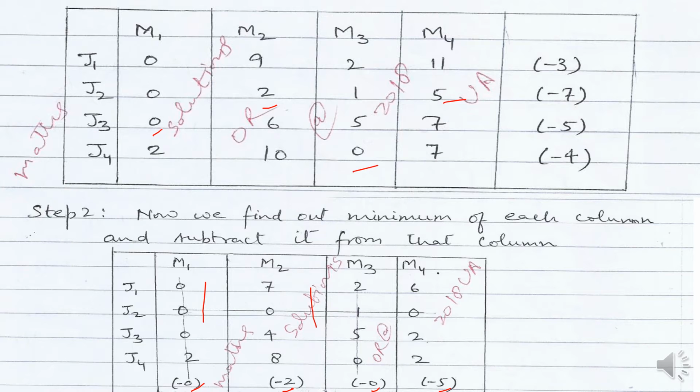Now I go to the J2 row, I see there are 3 zeros in this row. M1 I cannot assign because that has been assigned to J1. So M2 and M4 I can take. I will finalize in the next step or next to next step. So there are 2 machines available for J2 at this step, M2 and M4.